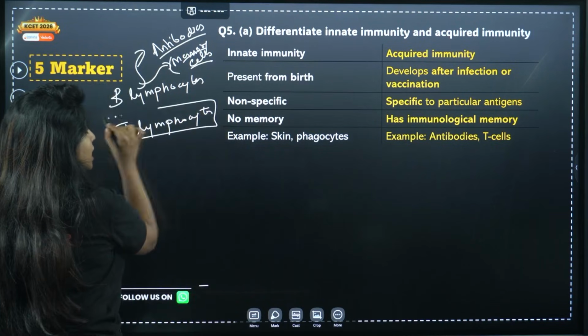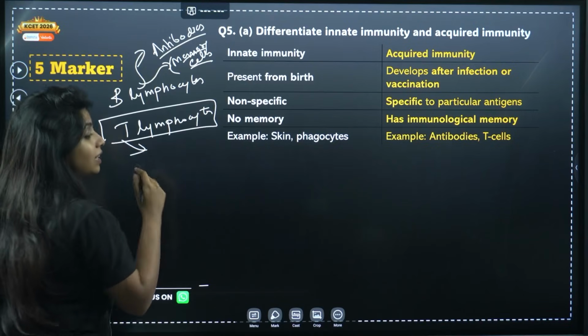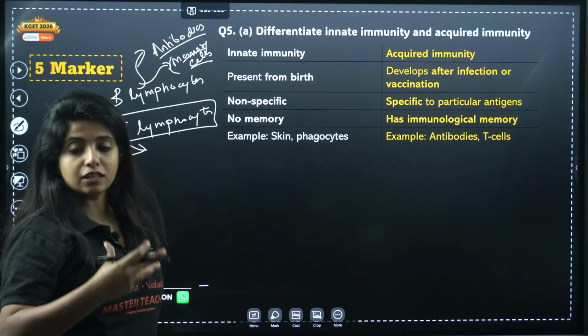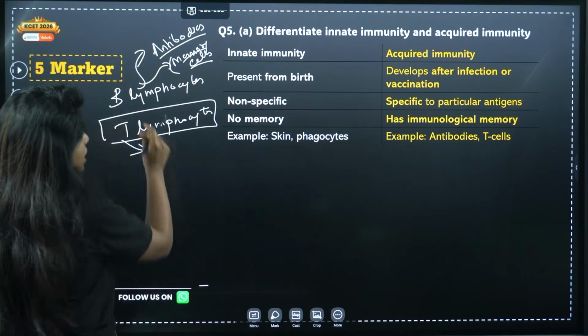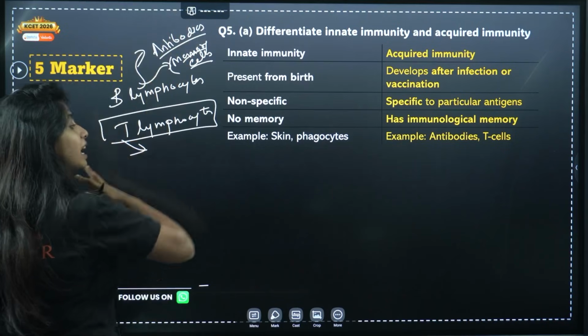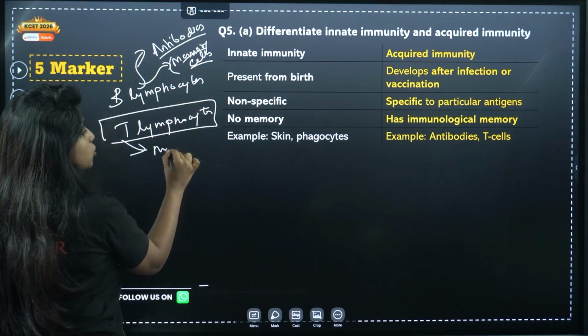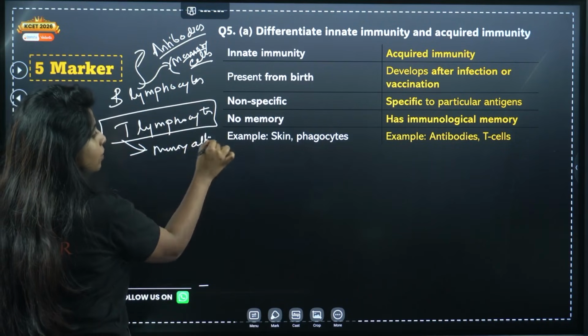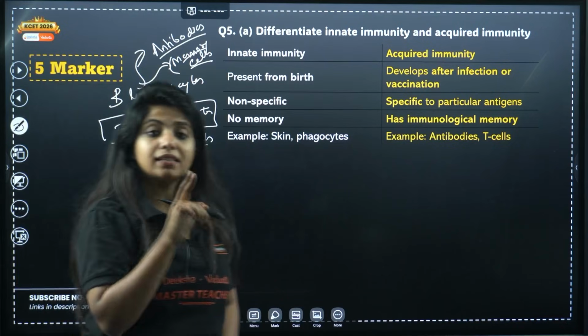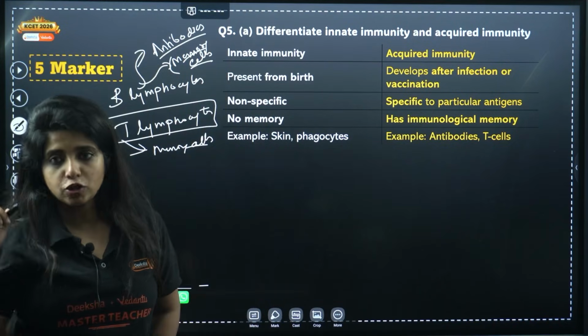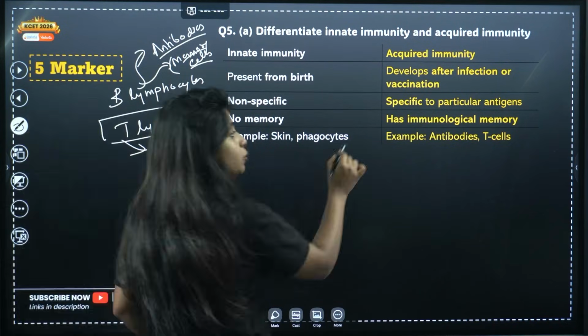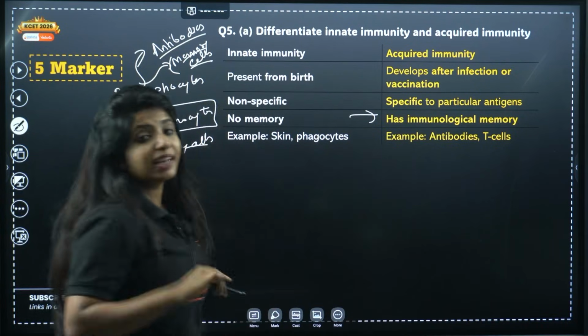Same thing with T lymphocytes. T lymphocytes, my dear children, they directly go and attack the cells which are there. Okay, they are direct ones. So here they produce antibodies, but here they directly go and attack. Apart from that, they also release memory cells which has the memory that something like this has taken place, I have to do the same action again. So they have immunological memory if at all you talk about acquired immunity.